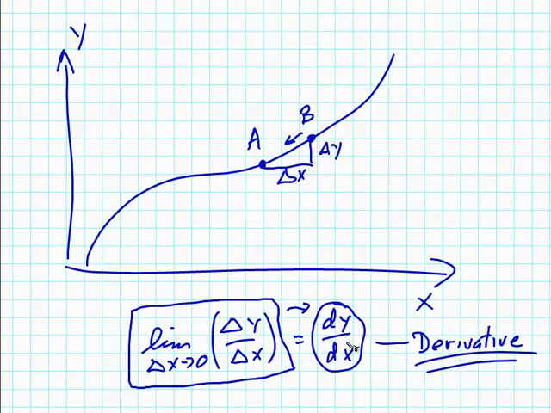Okay, so the derivative is the limit of the ratios of these two differences as B approaches A, essentially, as delta x approaches 0. Okay, so this is the terminology, but when you use the dy over dx notation, it's actually referring to this entire construct. It's a ratio which is then taken to a limit.